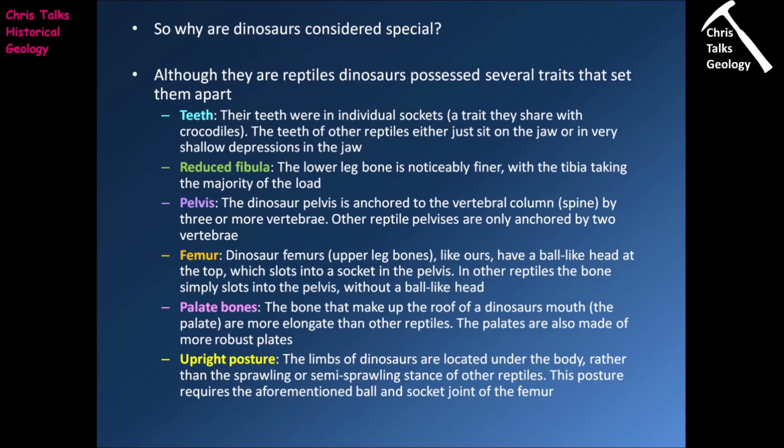So one of the things we need to understand is, why are dinosaurs considered special? Although they are reptiles, dinosaurs possess several traits that set them apart from other reptiles. One of the first traits are the teeth. The teeth of dinosaurs were in individual sockets, which is a trait they share with crocodiles, which shows their genetic links. Now, the teeth of other reptiles either just sit on the jaw or in very shallow depressions. This means they can be pulled out quite easily. That does, however, mean that they can also be replaced quite easily. So you have to bear that in mind.